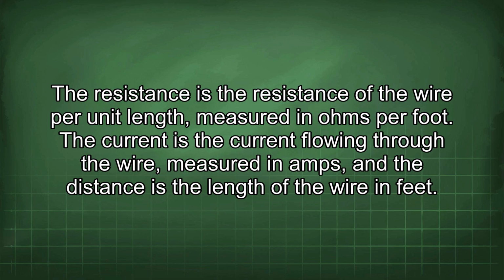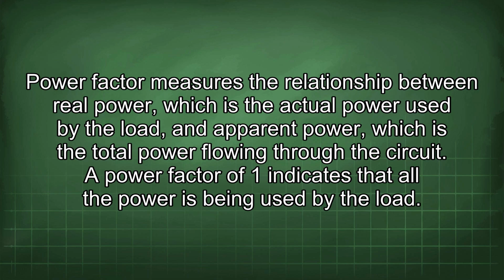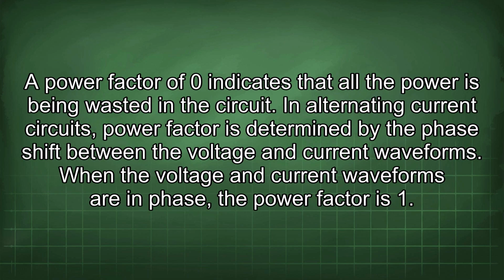wire in feet. Power factor measures the relationship between real power, which is the actual power used by the load, and apparent power, which is the total power flowing through the circuit. A power factor of 1 indicates that all the power is being used by the load. A power factor of 0 indicates that all the power is being wasted in the circuit.